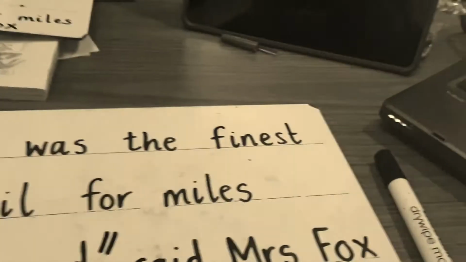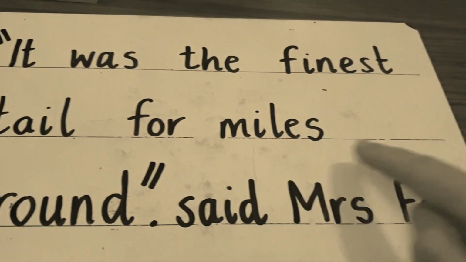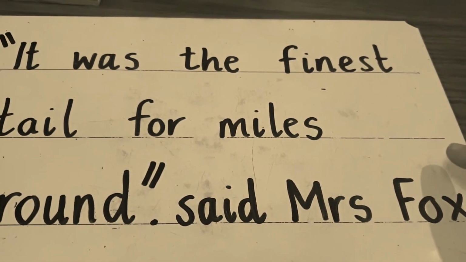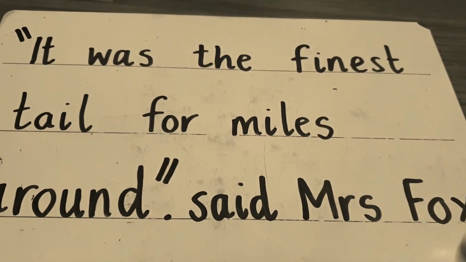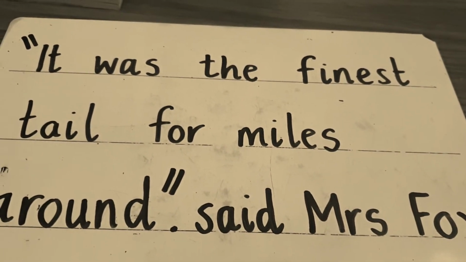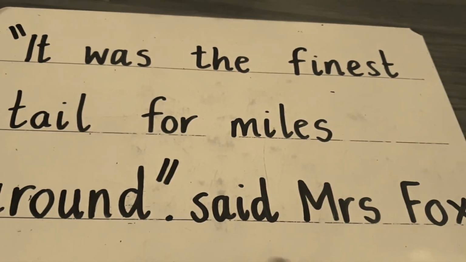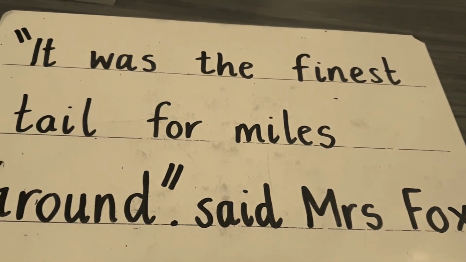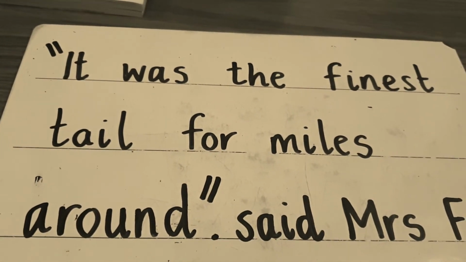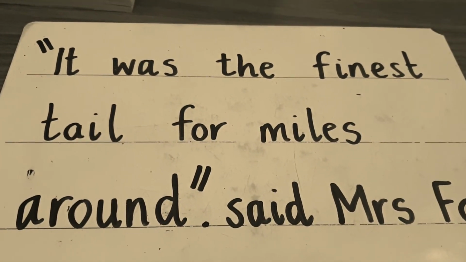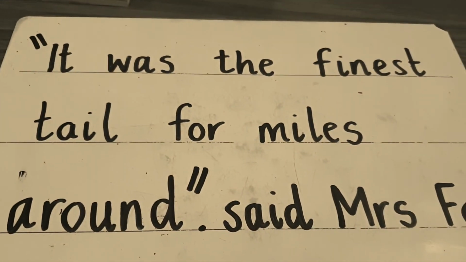Okay, now 2 seconds, boys and girls. I did not put the speech marks at the end of the sentence because said Mrs. Fox is just telling the reader who actually is speaking at that point in time. Okay, so around is the last word that Mrs. Fox said, so that is why the speech marks go there. Now the next thing that we need to ensure that we have is a capital letter. Well, we already have that, so we can tick that off the list.